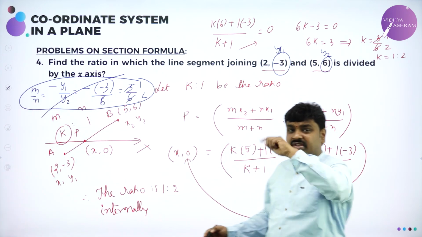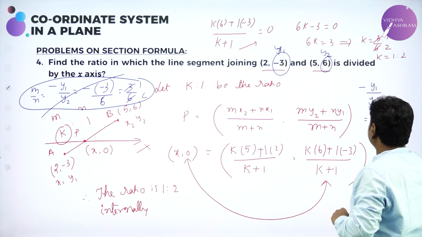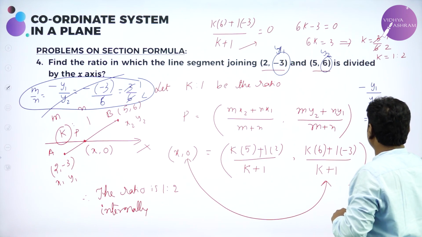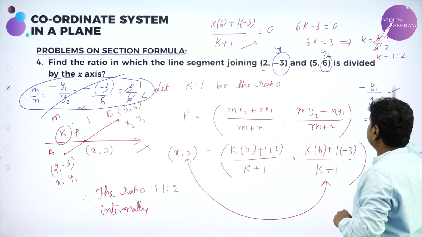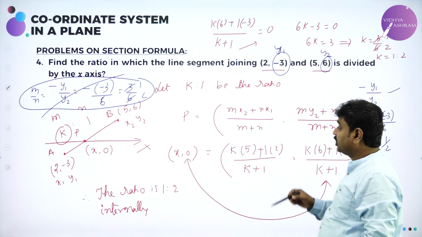If I use the shortcut, what is the shortcut? X-axis means minus y1 by y2. If I use that, minus of y1 is minus 3 divided by y2. Y2 is what? 6. So it will be 1 is to 2 only. So the ratio in which the x-axis divides is minus y1 by y2, to verify. But this is a procedure.